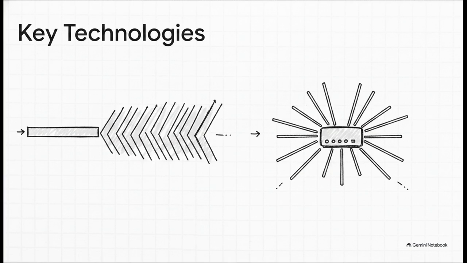Then there's MIMO. Ever wonder why your router looks like a robotic spider with all those antennas? Well, multiple antennas let the router broadcast totally separate spatial streams of data at the exact same time. We call that spatial multiplexing.